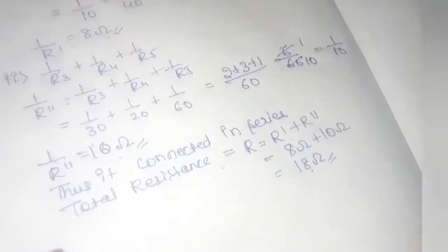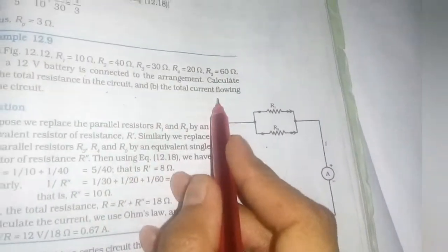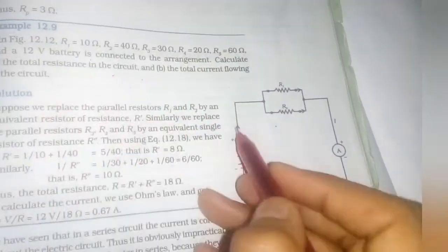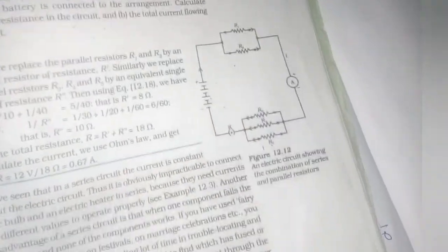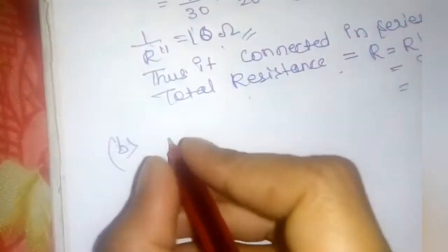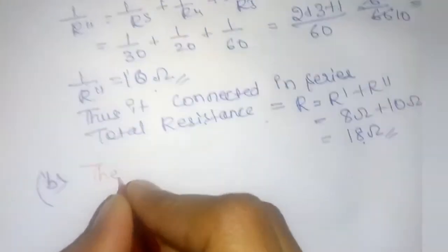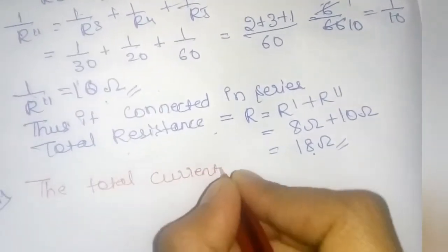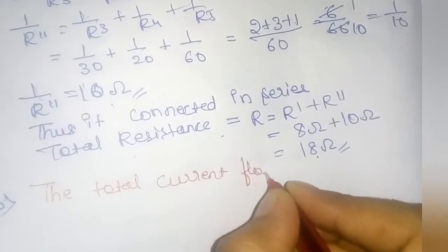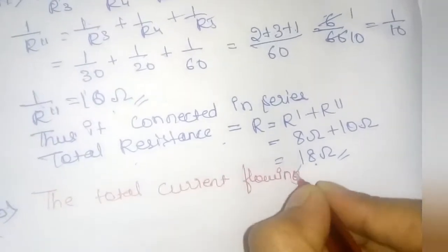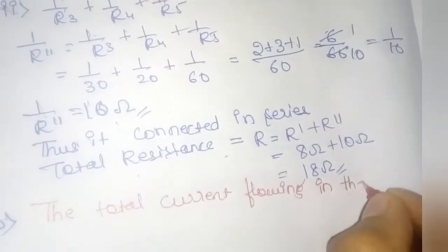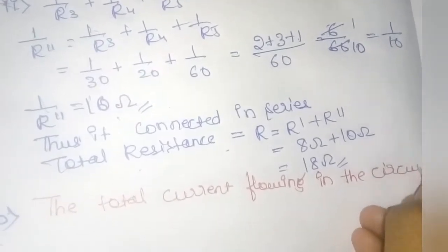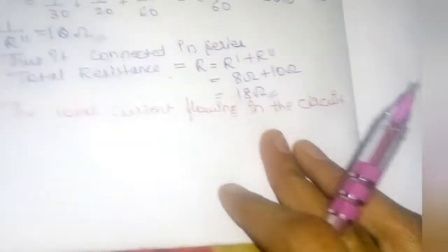What is the B question here? That is given, the total current flowing in the circuit. How much current is taken by using a 12 volt battery? We have to find out the total current flowing in the circuit. Now write it, the total current flowing in the circuit. You know the current can be represented as I.